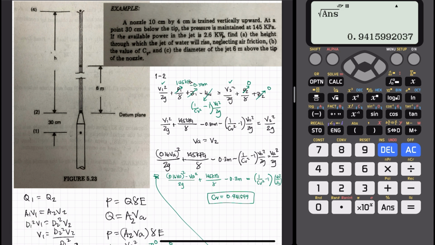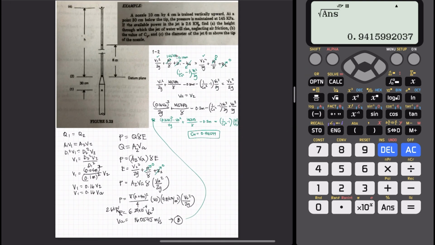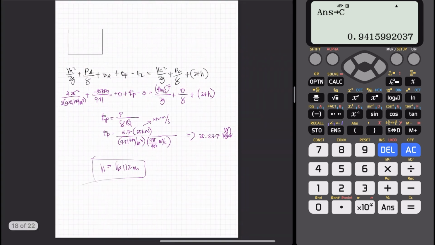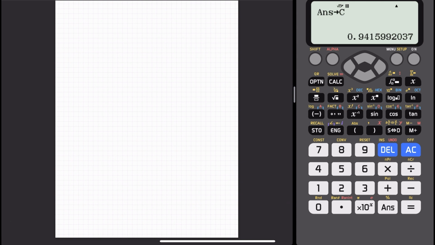So, height through which the jet of water will rise. So, para dun sa second part ng ano na yun, store ko to sa C. Para dun sa height through which the jet of water will rise, gagamitin lang natin ng Bernoulli energy equation from point 1 to point 4. Oops. So, this time, to solve for the height, kailangan natin ng Bernoulli energy equation from point 2 to point 4.